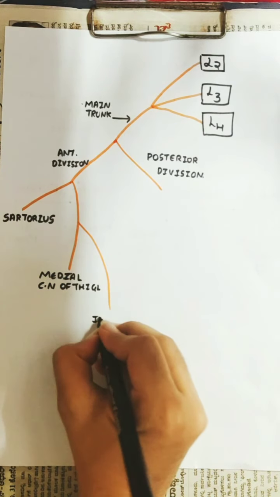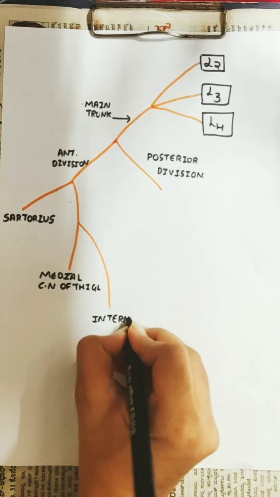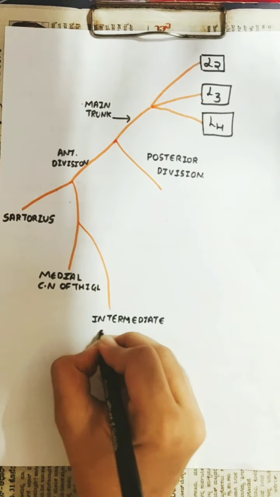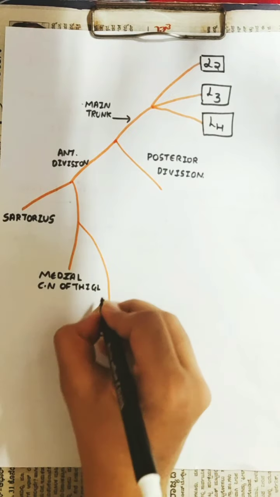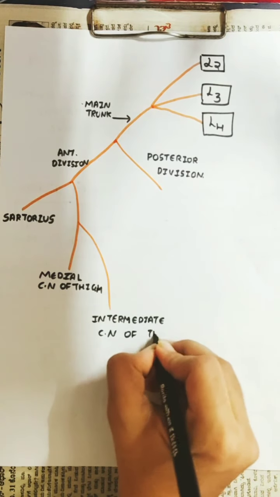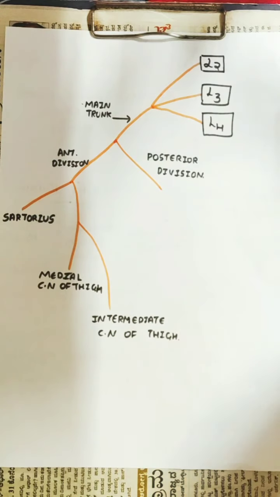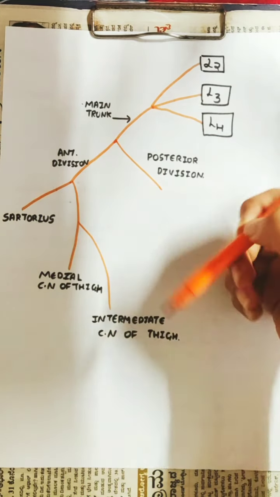and intermediate cutaneous nerve of thigh. We are done with the anterior division. We look at the posterior division.